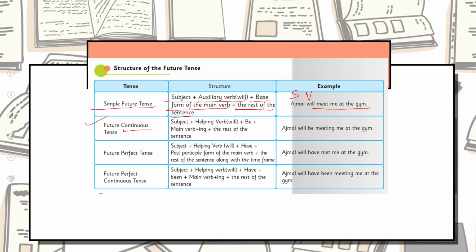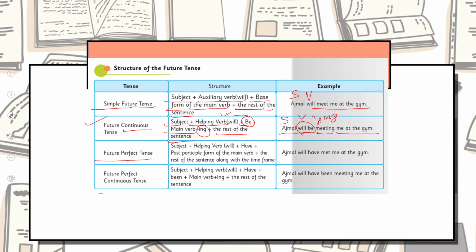Future continuous tense will have a subject plus helping verb, will plus be. Now this is a new thing over here. Plus your main verb plus ing plus the rest of the sentence. And that's how you make a future continuous tense, students. Ajmal is our subject. Will be is our part of our future continuous, our verb. And then the main verb meet with ing. So this will become meeting and then the rest of the sentence.